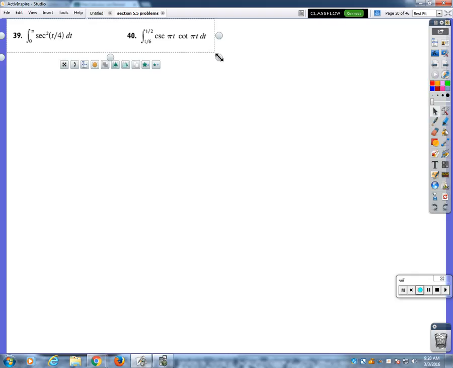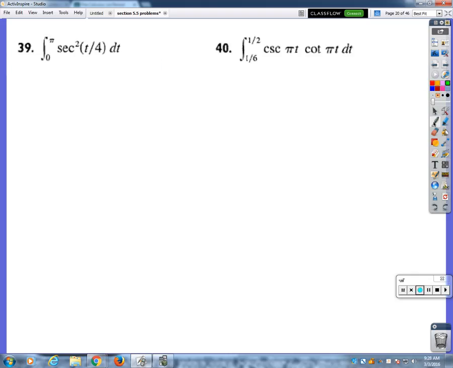Okay, what did you guys go with? You didn't go with anything? Secant squared? That was your u substitution with secant squared? No me gusta. You already know the antiderivative of secant squared: tangent, because the derivative of tangent is secant squared. So that's fine. What we need to worry about is this t over 4 thing.